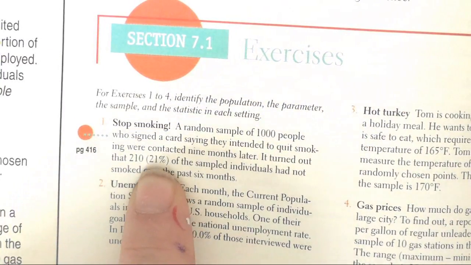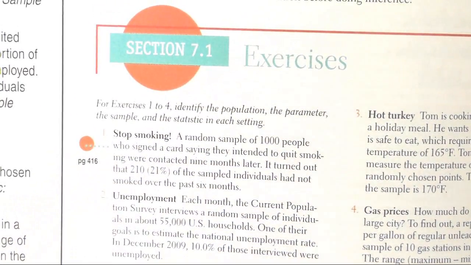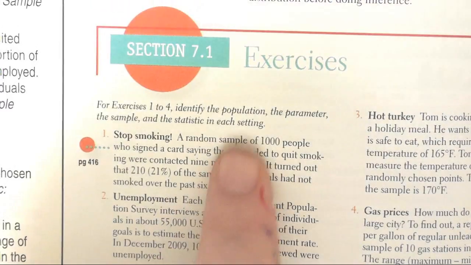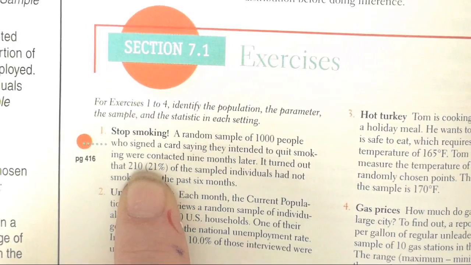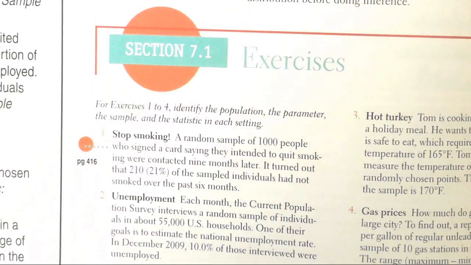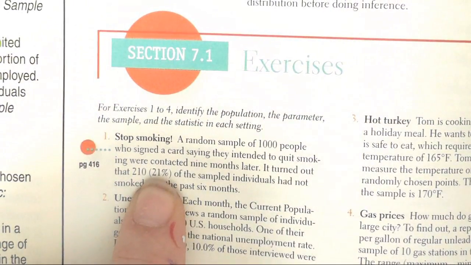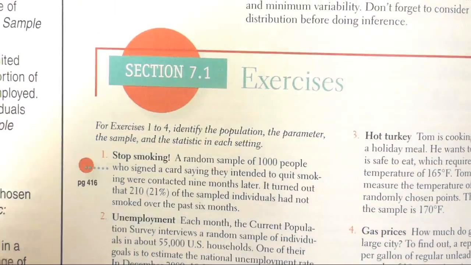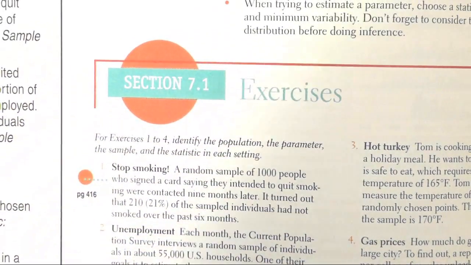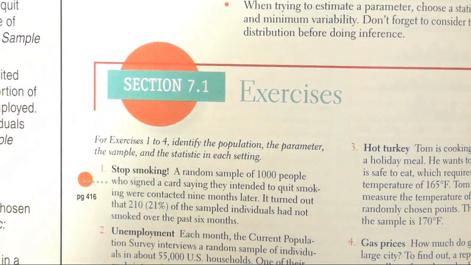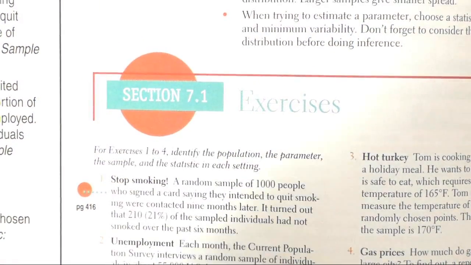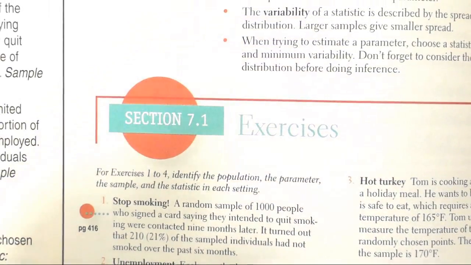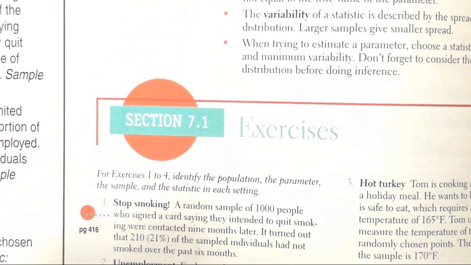The percentage they gave you is from our specific sample of 1,000. We had 210, so that would be our sample, and our statistic is the 21%, or the 0.21. But for the population, we don't know it. So for the parameter, I wrote: proportion of people who signed the card saying they would not smoke who actually did quit. So proportion who signed card and actually quit.